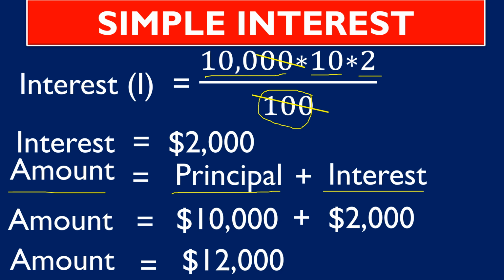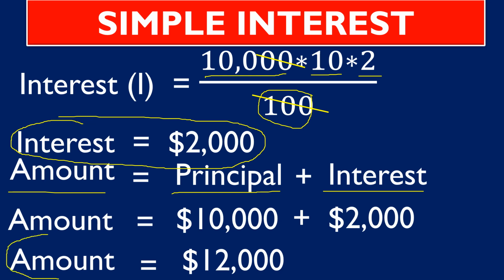So very simple. The interest after 2 years is $2,000, and then the amount after the duration is $12,000. That is the initial principal, which is 10,000, plus the interest 2,000, and that gives us 12,000 US dollars.